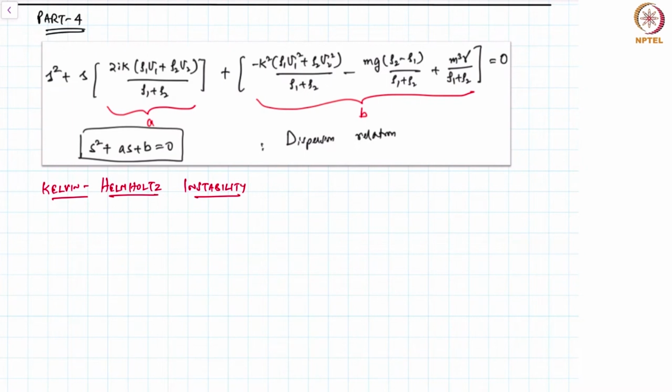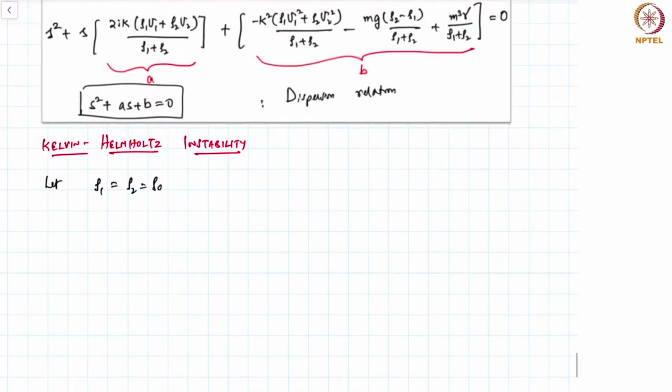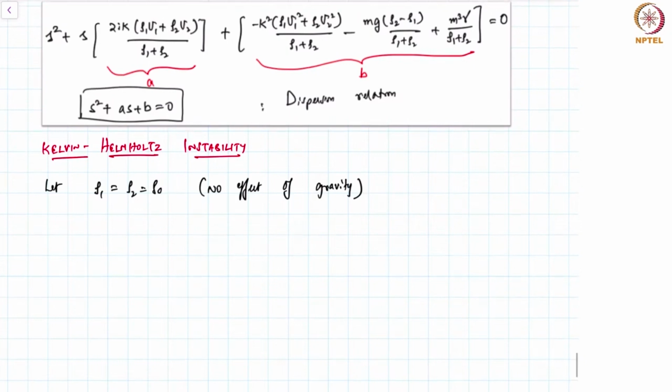So we'll do it in a very special limit. We'll set the densities to be the same, which means no effect of gravity. If you look at the term B, we have this term mg times rho2 minus rho1 divided by rho1 plus rho2. That term is going to go to 0. We don't need to do this, but by doing this, we can focus primarily on the effect of velocities.